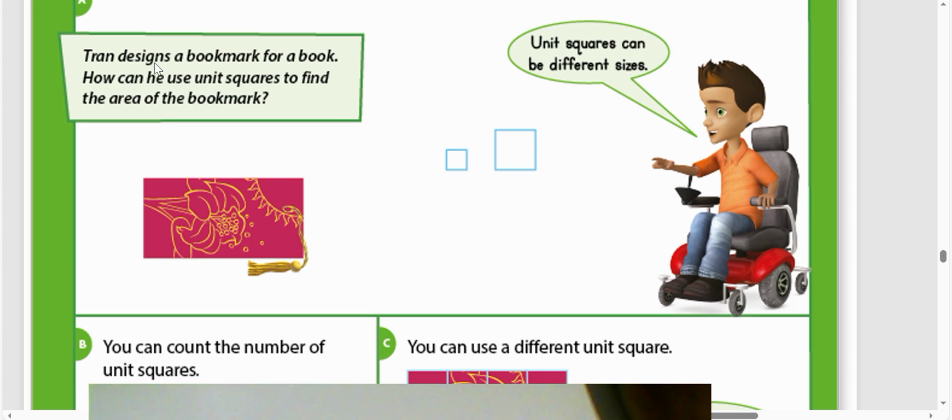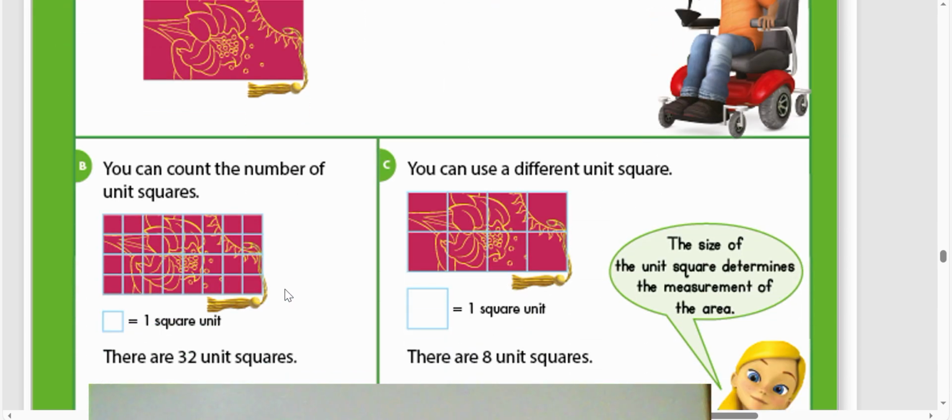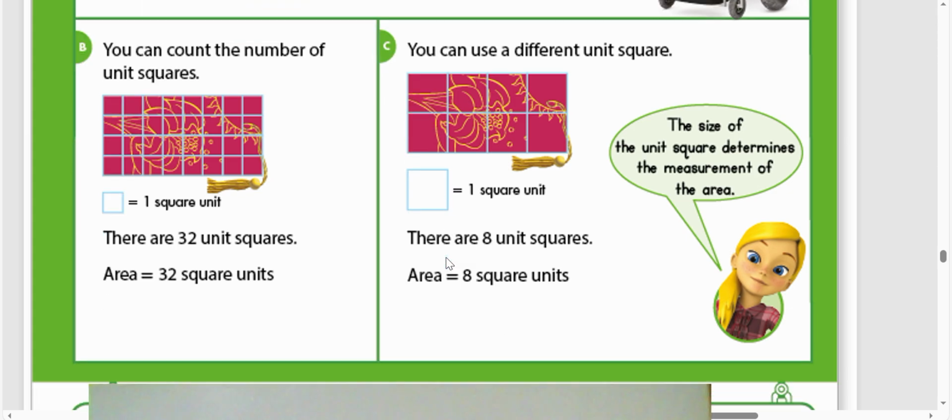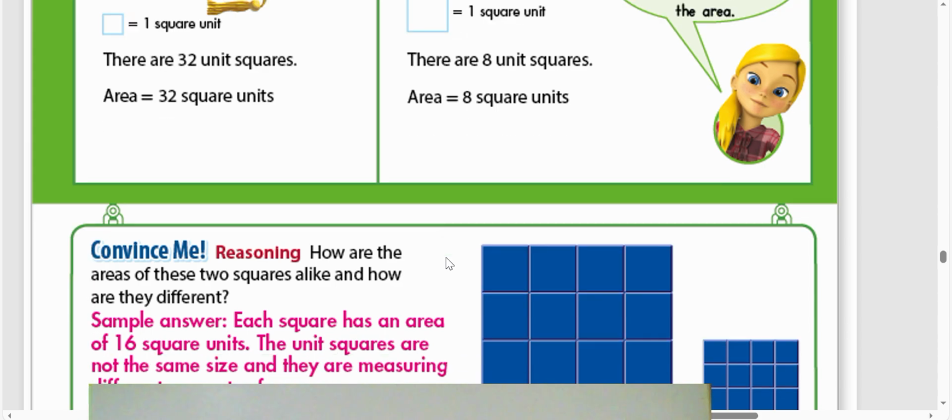Next page. Train designs a bookmark for a book. How can you use unit squares to find the area of the bookmark? We can write length by width to find the area. You can count the number of unit squares. We have 32 square units, or we draw the size of the square differently, then we have square units about a big square, and we have a difference in the area.